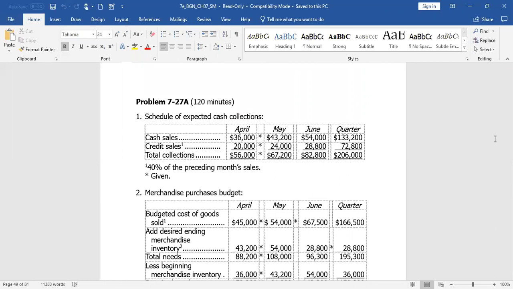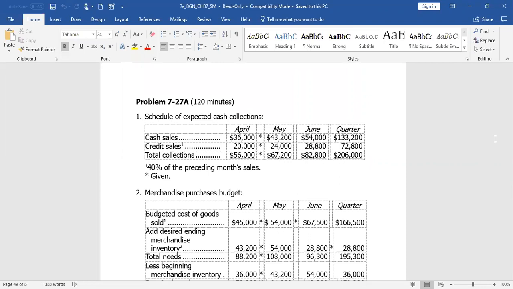Okay, so the April cash collections would be 60% of $60,000, or $36,000, and then 40% of $50,000 last month's sales, because they collect any credit sales from the prior month in the following month. So March's credit sales would be collected in April, or $20,000, and that's where those numbers are calculated from. Let's go to May.